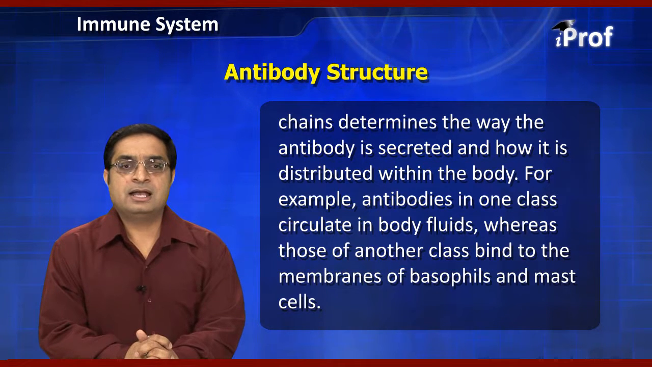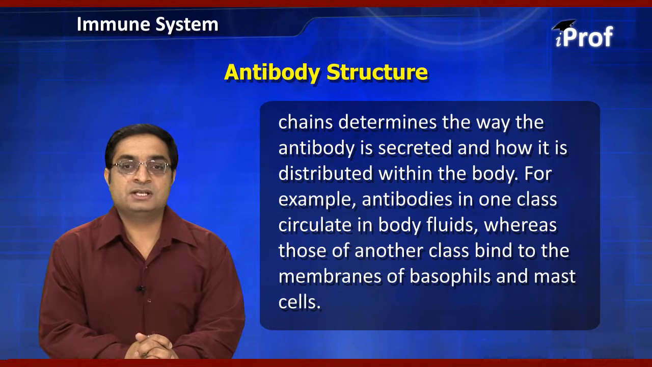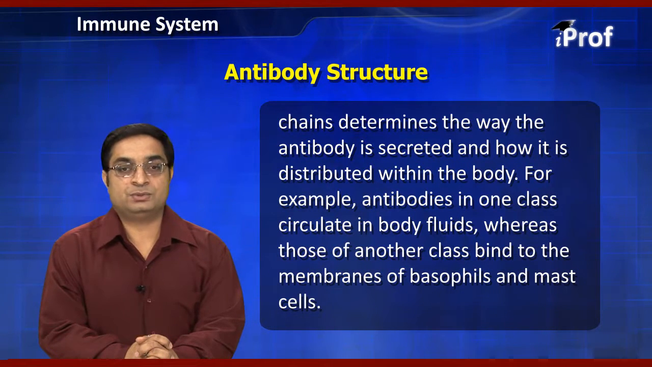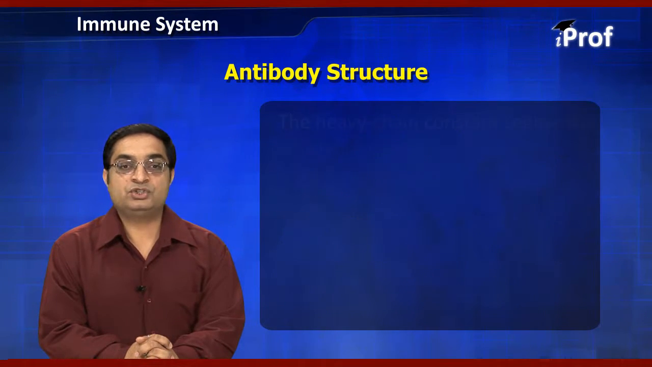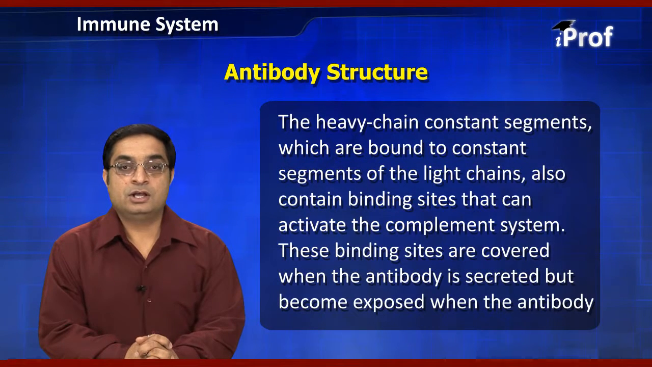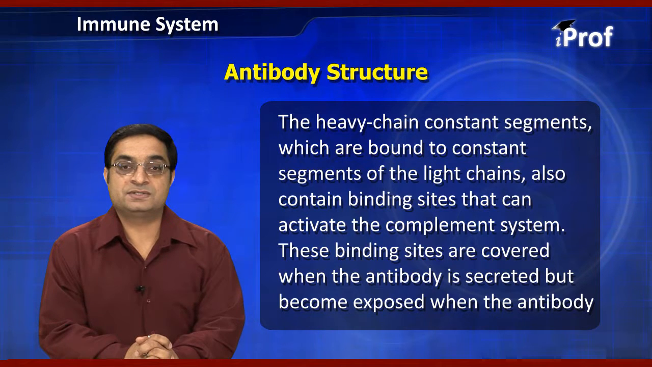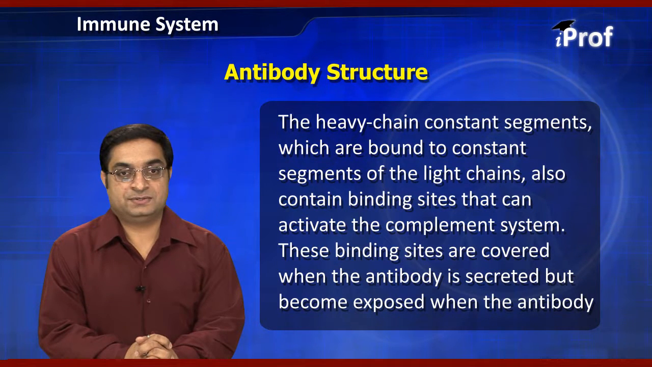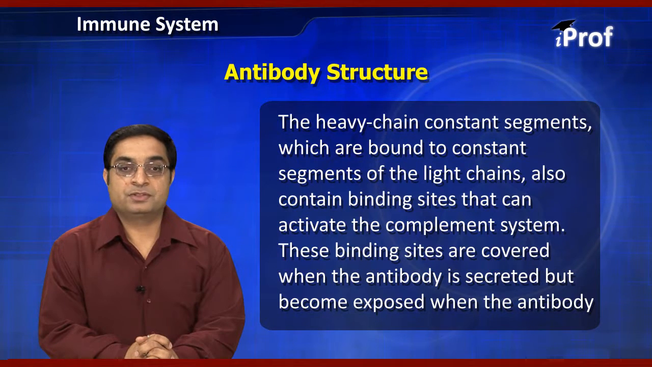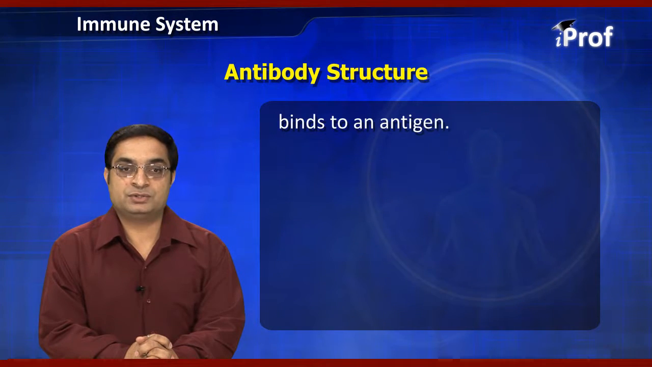For example, antibodies in one class circulate in body fluids, whereas those of another class bind to the membranes of basophils and mast cells. The heavy chain constant segments, which are bound to constant segments of the light chains, also contain binding sites that can activate the complement system. These binding sites are covered when the antibody is secreted, but become exposed when the antibody binds to an antigen.